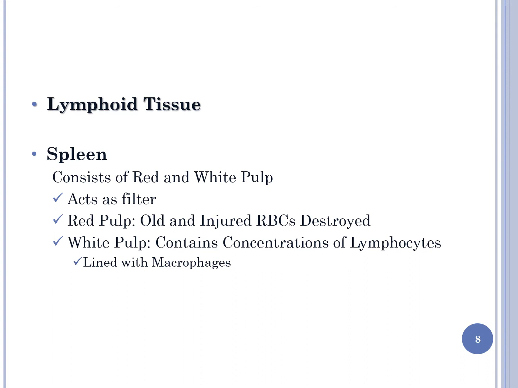There's what is considered red pulp that's primarily responsible for getting rid of any red blood cells that are injured or defective RBCs, destroying them and getting rid of them, as well as any types of microorganisms. And then the white pulp contains concentrations of lymphocytes, and they're lined with macrophages as well. So their job is basically to engulf and destroy any microorganisms that may be present.